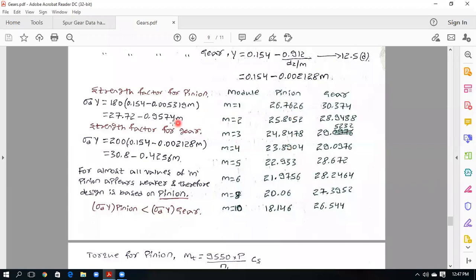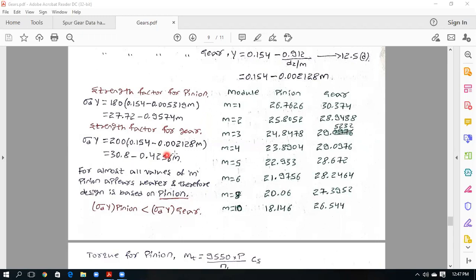In all the cases, if you are getting one answer, then you should go ahead with that. In the second case also, I am going to substitute the value of m as 2. When you substitute m as 2, the strength factor for the pinion you will get as 25.8052. And when you substitute m is equal to 2 in the gear, the strength factor for the gear you will get as 28.9488. Similarly, take the m value as 3.